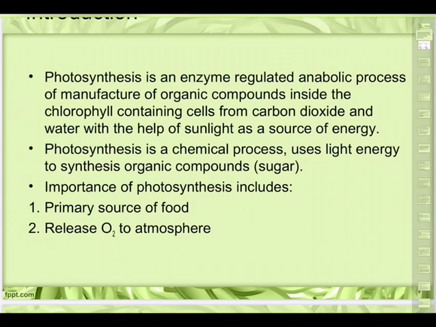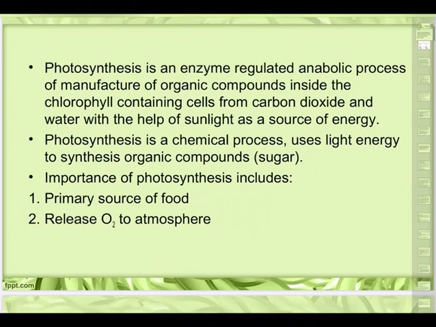And this chloroplast, having the green colored pigment called chlorophyll, helps the plants to prepare starch with the help of 2 raw materials. What are those 2 raw materials? CO2 plus H2O, carbon dioxide and water. And sunlight is a must in this as a source of energy. So photosynthesis is a chemical process because starch is being produced. It uses light energy, that is sunlight energy, to synthesize organic compounds such as starch. Starch is a polymer. Monomer is a sugar, as all of you know.